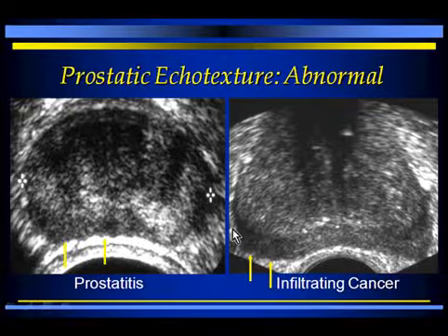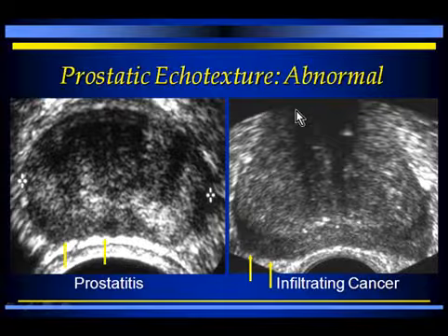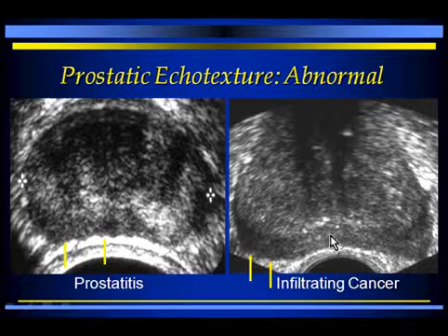This is a hypoechoic appearance throughout the entire posterior aspect of the prostate, and this turns out to be an infiltrating prostate cancer. Notice that in this case, the peripheral zone tends to be less echogenic, or darker, as compared to the inner gland, which is more echogenic. And that's because of the abnormal echotexture in the outer gland.